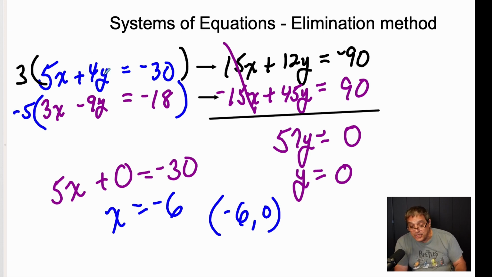By the way, I could have, if I wanted to, multiplied the top one by 9 to get 36y and the bottom one by 4 to get negative 36y. All right, I could have done that also. But in this case, I decided to multiply the top one by positive 3 to turn that 5x into positive 15x, and the bottom one by negative 5 to turn it into negative 15x, so they will eliminate. So that is your systems of equations elimination method.